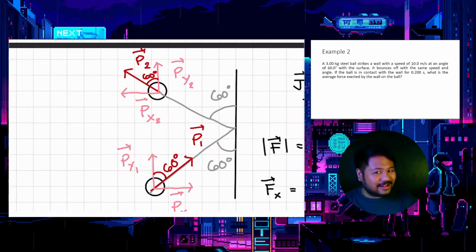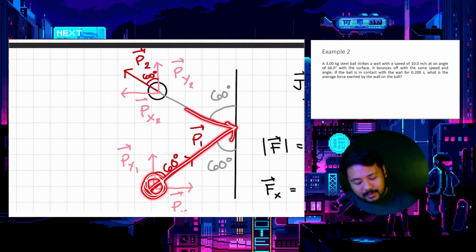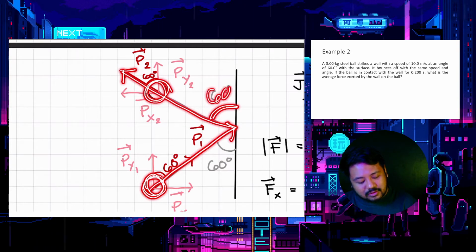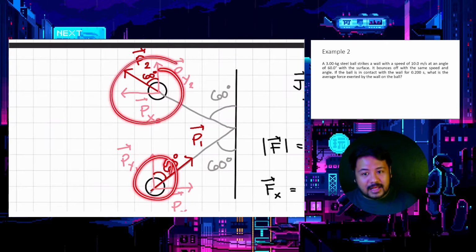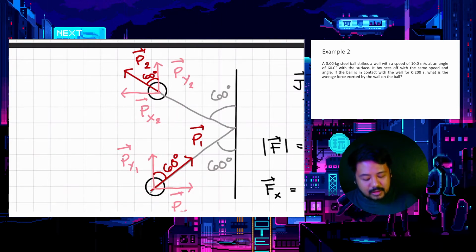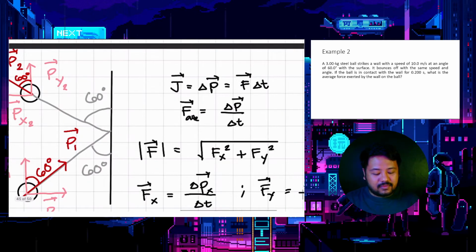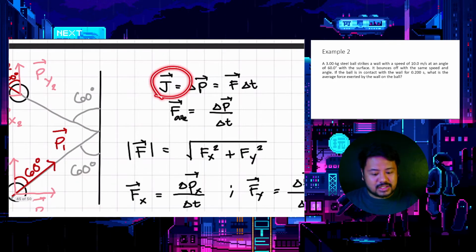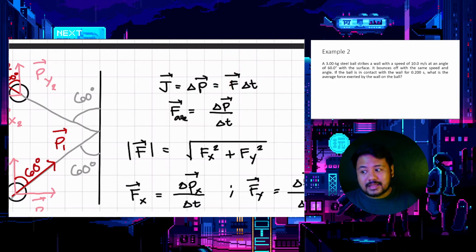So this is actually the illustration of our example number 2, wherein initially it is coming at 60 degrees going to the wall, and it will bounce back at 60 degrees also with the same speed. So you have initial and final momentum. This is our initial 1, this is our final 2. And the same thing, we have impulse that is just equal to the change in momentum, equivalent to force times delta t, wherein we are asked about the force, the average force.